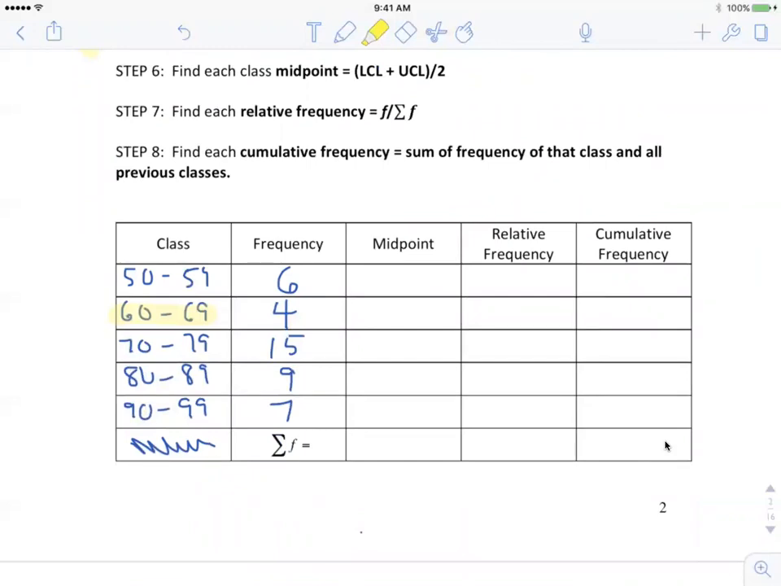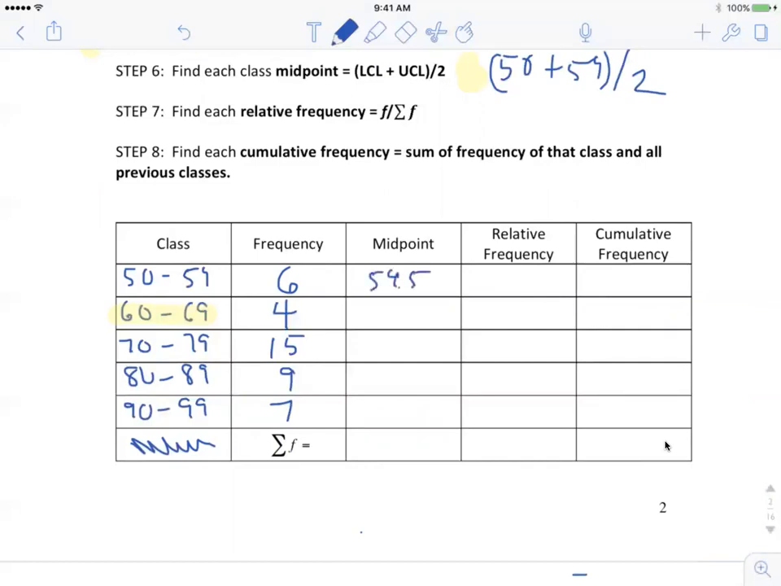I'm going to just average those together. So I can do 50 plus 59. Let's just do that here. 50 plus 59, add those up first, and then divide that by 2, right? So just take 50 plus 59 and hit enter in your calculator, and then divide by 2, and you get 54.5. That's the midpoint.